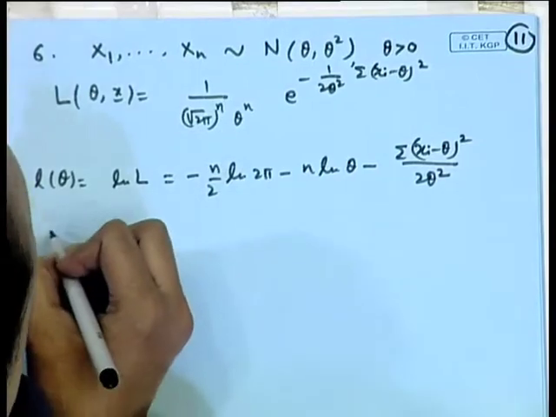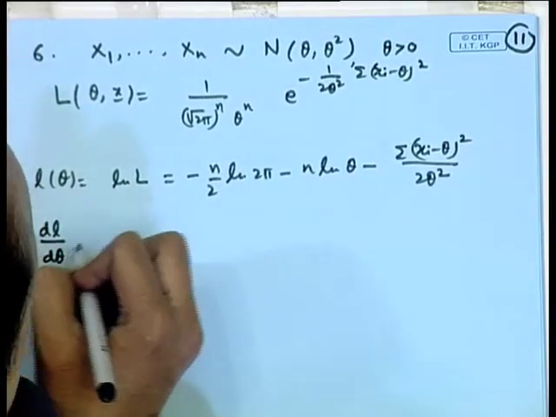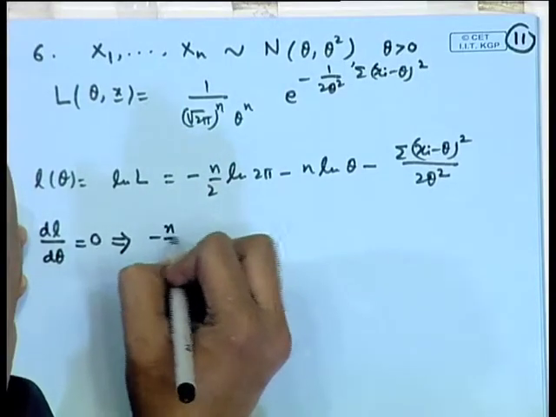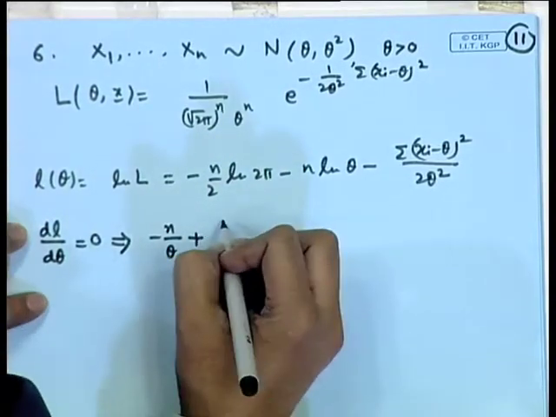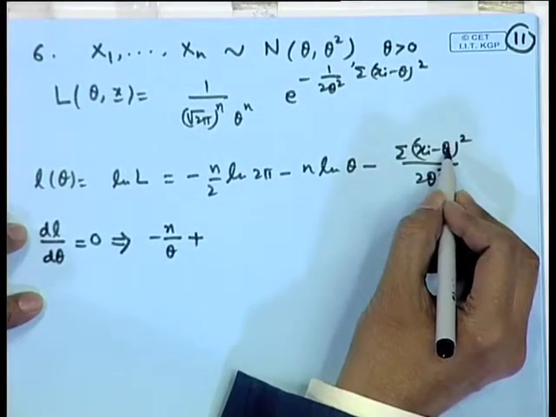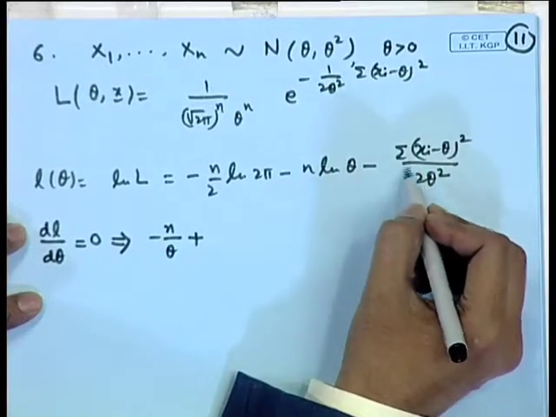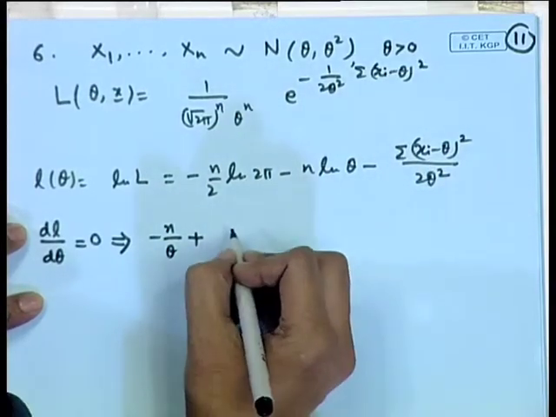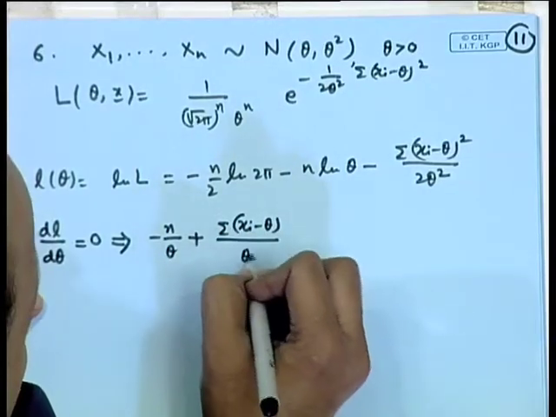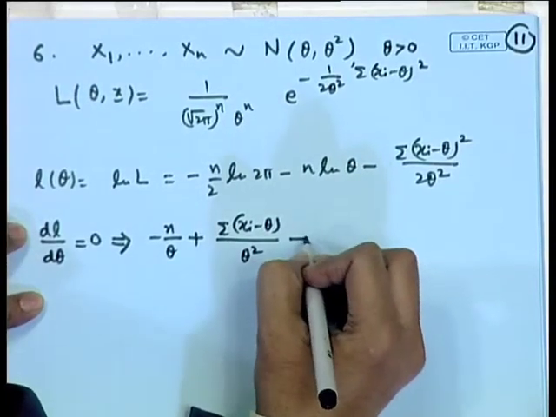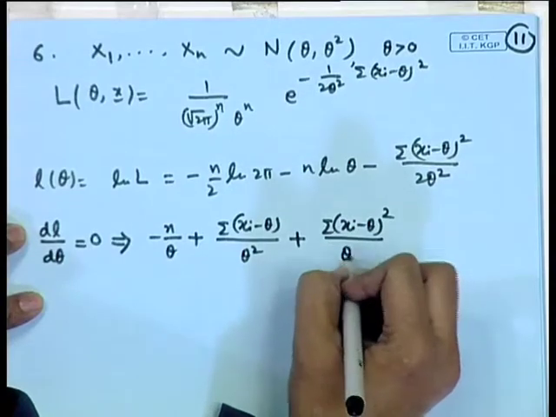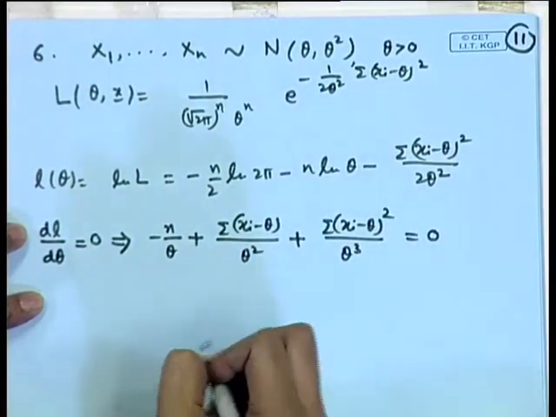So, what is the likelihood equation here? dL by d theta equal to 0 gives minus n by theta plus. Now, if I consider this term, it consists of theta in the numerator as well as in the denominator, so the derivative will come in two terms: sigma (xi minus theta) by theta square, plus sigma (xi minus theta) square by theta cube, is equal to 0.